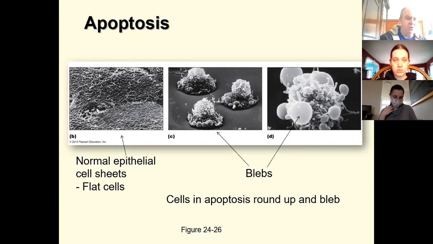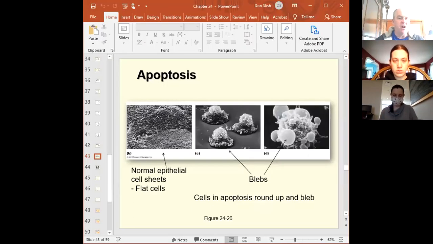When does this apoptosis happen? Well, one is what we just talked about, when you've got a lot of DNA damage. There are also normal periods in development and in your life when apoptosis just happens, especially in development.